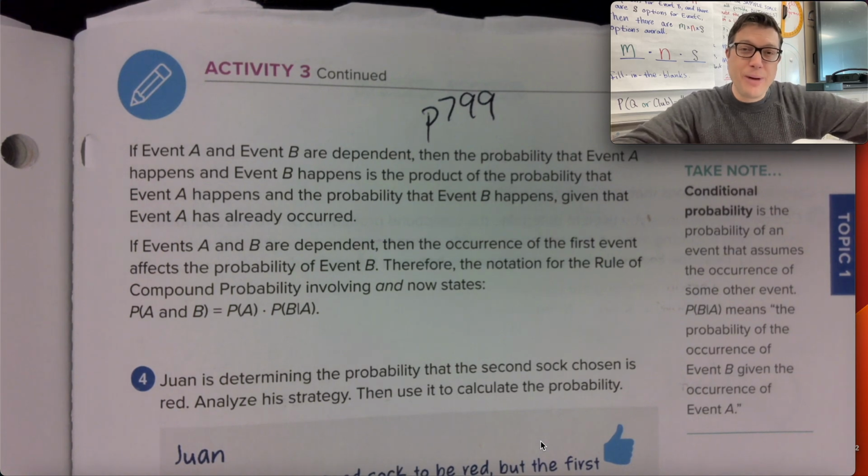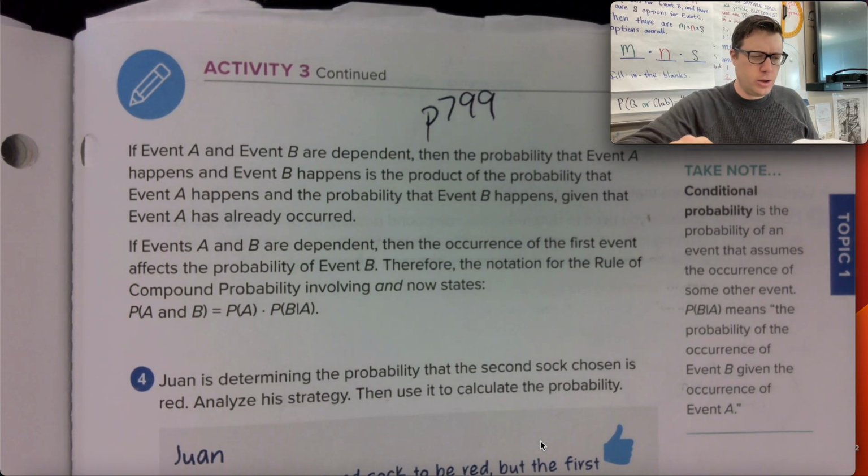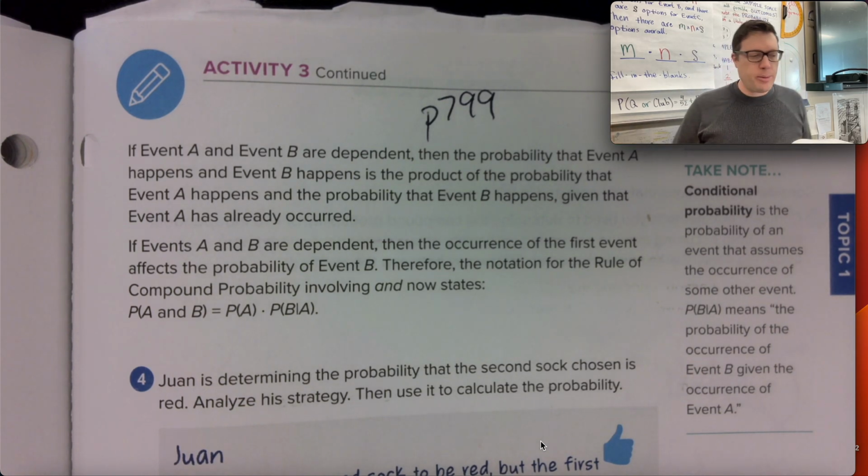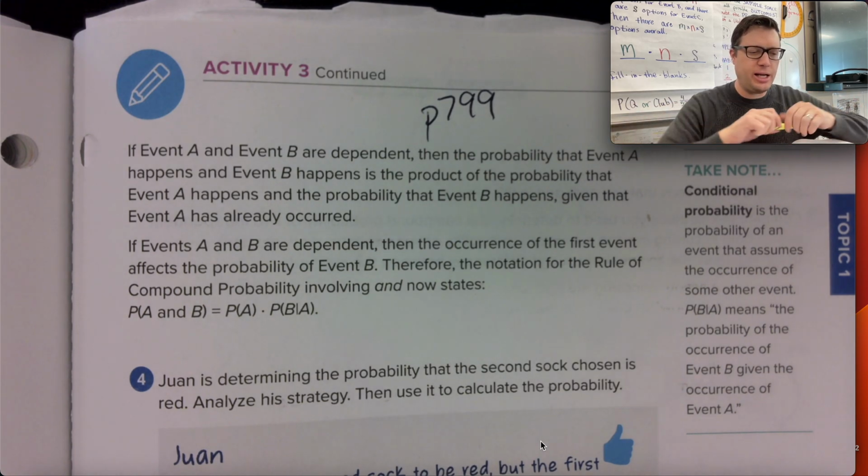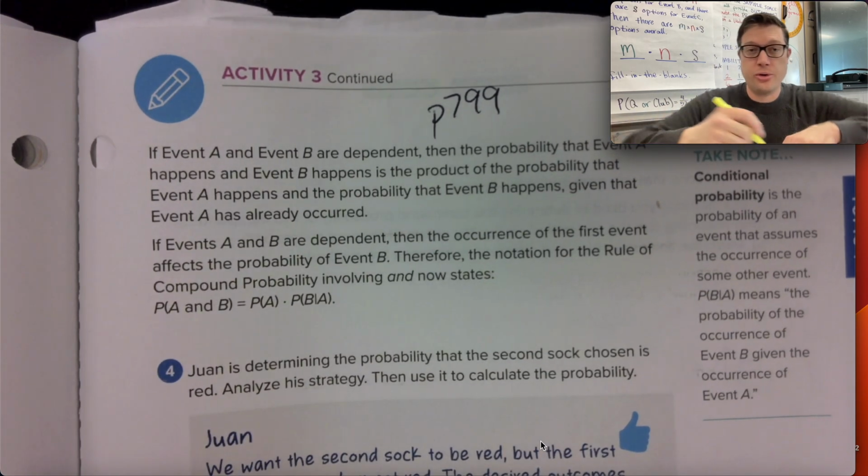You guys, this is page 797. No, my gosh, 799. And we're talking about dependent probabilities using the word and. Now, there's a lot of notation here in the first part that is very dense, and so we're going to go through it piece by piece.